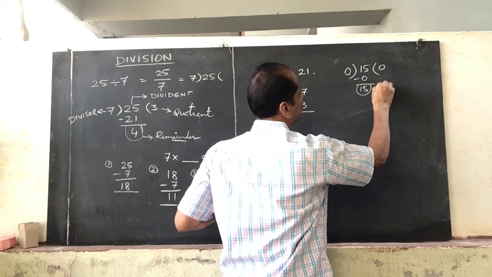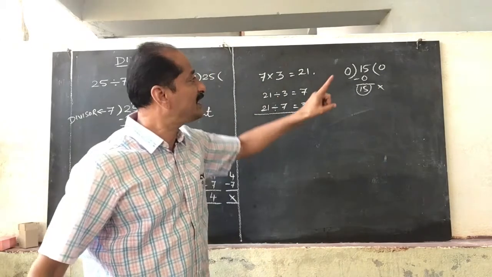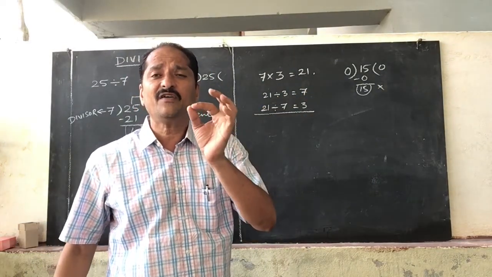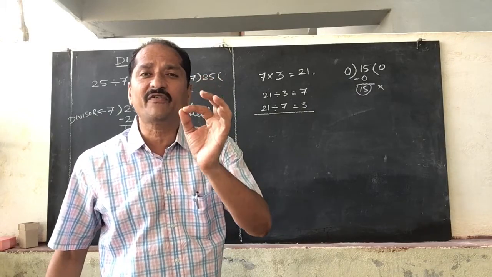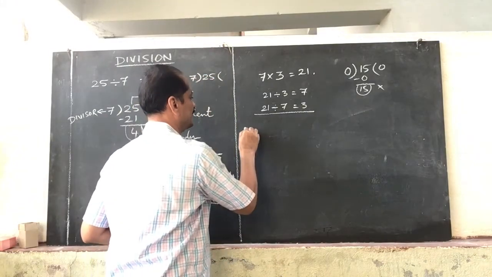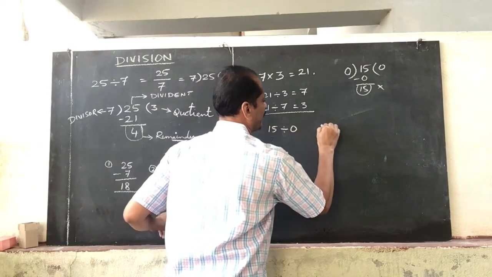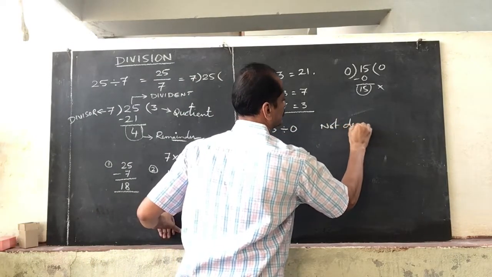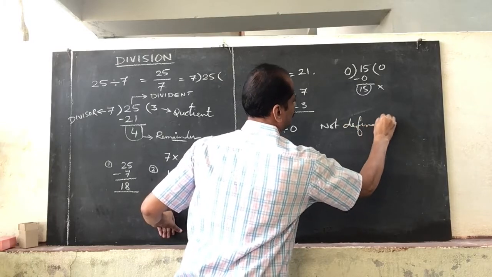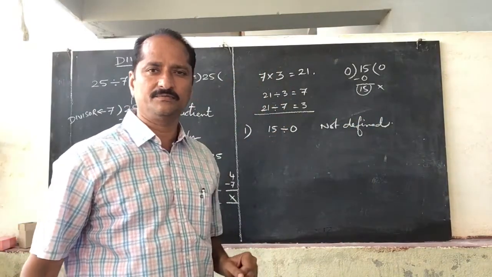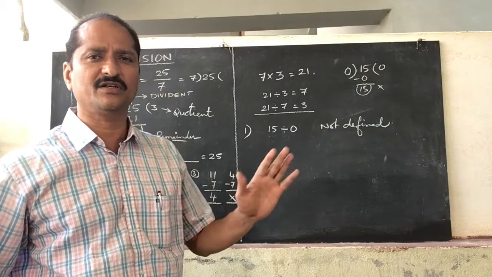Here this division is not completed. So division by 0 is not possible. So we can say division by 0 is not defined. This is the first point. Dividing a number with 0 is not defined.